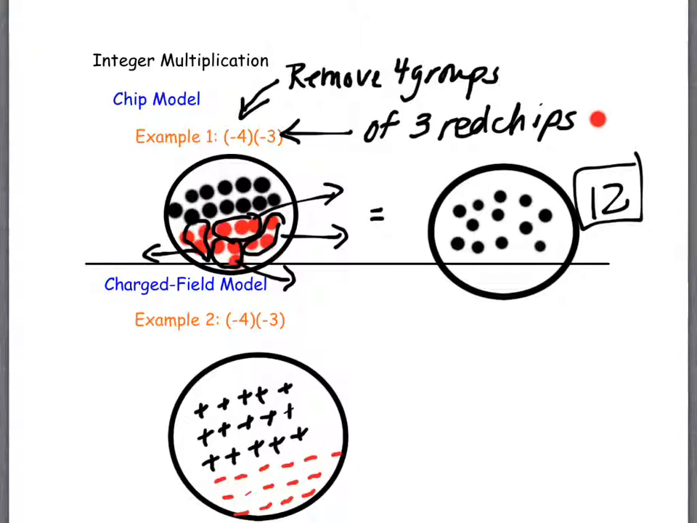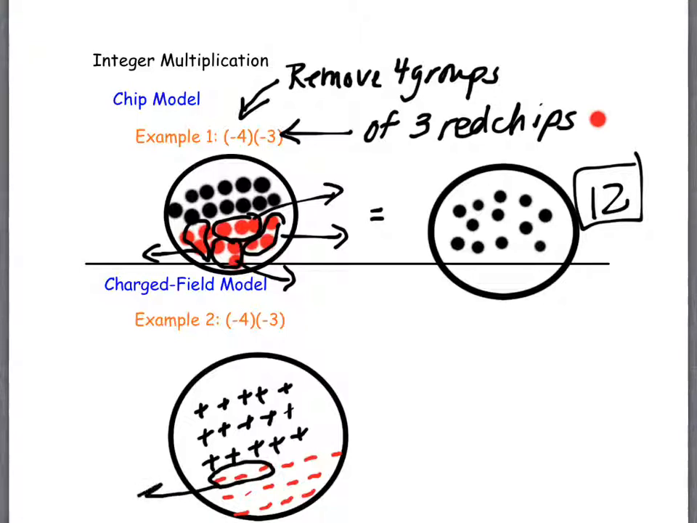Okay, I think I got enough in there. Then what I'm supposed to do is remove 4 groups of 3 red chips. Or likewise, you could say that I'm supposed to remove 3 groups of 4 red chips, and that would work too. The interpretation's commutative, right? So it doesn't matter which way we look at it. But I need to remove 4 groups of 3.